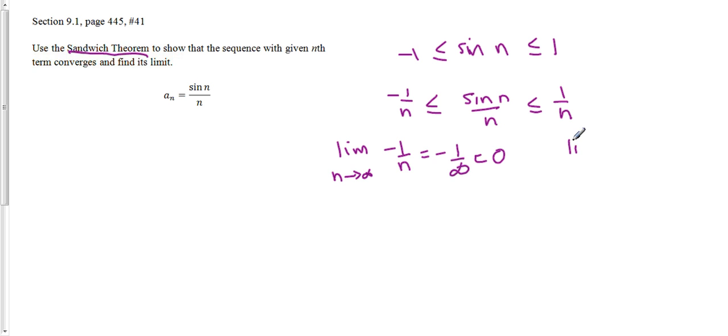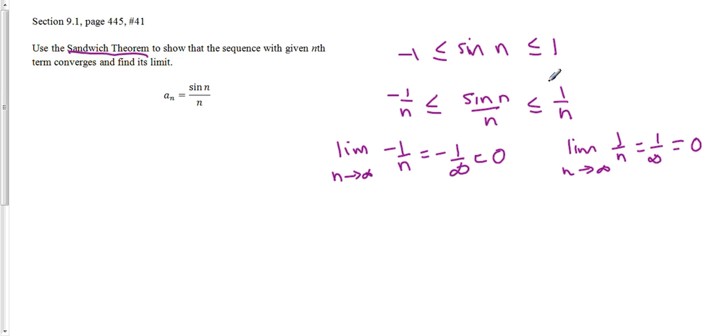Now, what about my other sequence? I'm going to have to take the limit as n goes to infinity of 1 over n. Again, I can just substitute in here, and I'm going to have 1 over infinity, and that's also going to be 0. So both of these sequences go to 0.